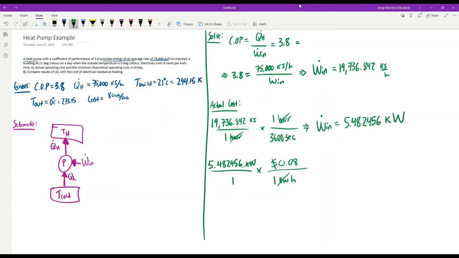Since we want to get this to dollars per day, we have to convert the hours to days. So we know that 24 hours is 1 day. Now this hour should cancel with these hours, and we're left with dollars per day here. If you evaluate the numbers out, you'd get that the actual cost is $10.53 per day.